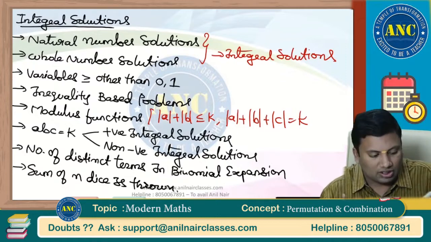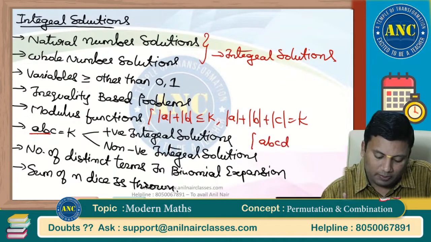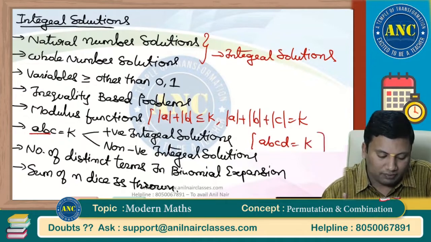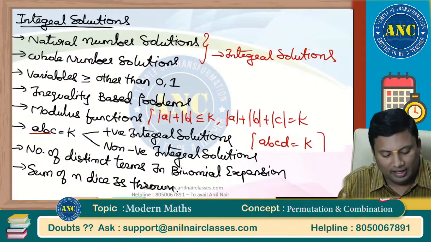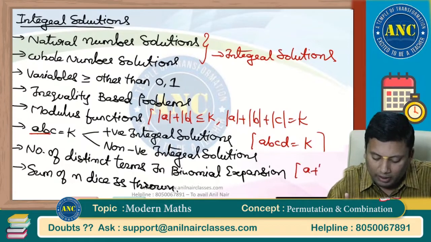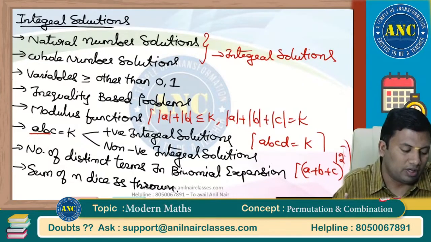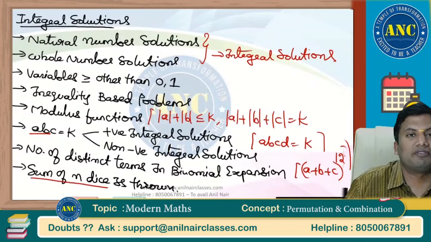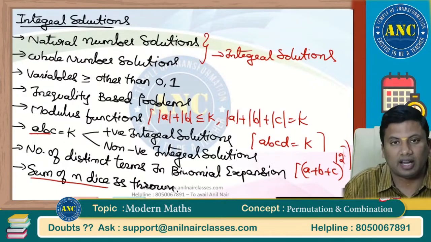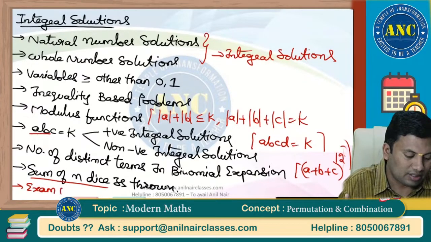We will also start with a plus b plus c equivalent to k. Then we will expand it for 4 variables, 5 variables and so on. Find the number of distinct terms in a binomial expansion. How many terms are there in the expansion of (a plus b plus c) power 12? How to find the number of ways of getting the sum of 3 dice as 9 without even counting it, and some exam based models.